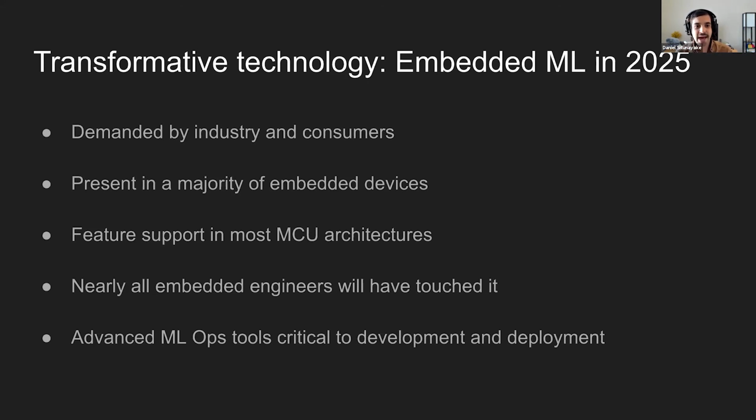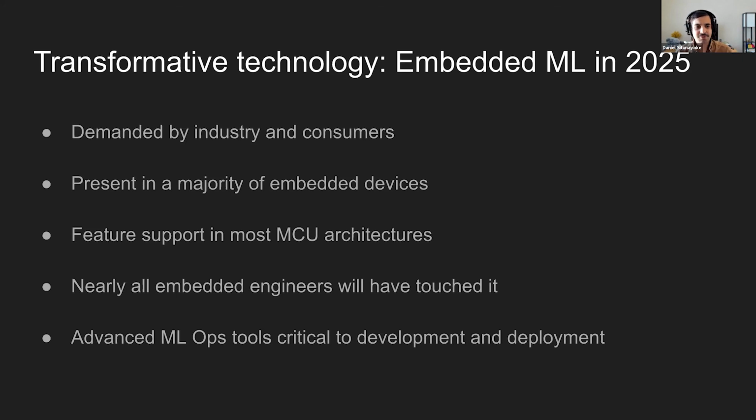I think this is going to be the main type of workload that people run on embedded devices because of that demand. Once people start seeing the type of experiences that consumer products can deliver, or the types of savings and efficiency and safety improvements that industry sees, this is going to be absolutely massive. So we're going to see most MCU architectures have some kind of support for machine learning, deep learning, or at least DSP that's geared towards that, to unlock the use of this type of technology with those devices. And I think nearly all embedded engineers will have some experience with embedded machine learning in 2025.